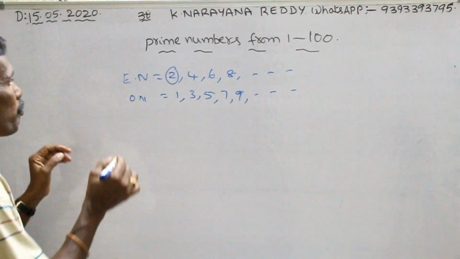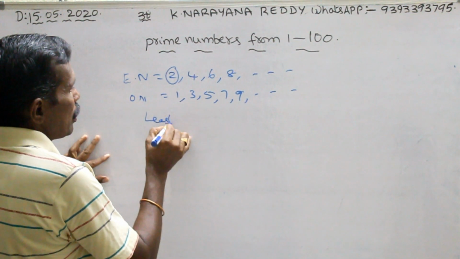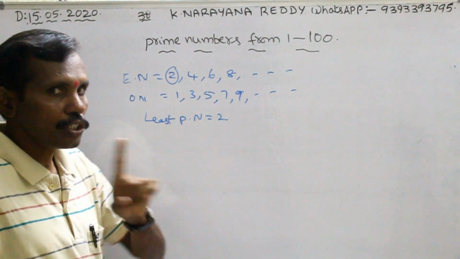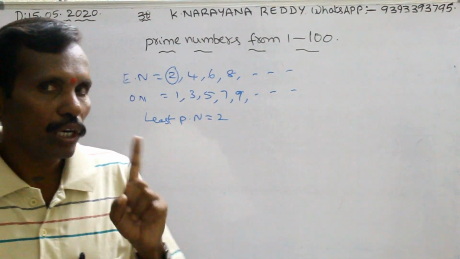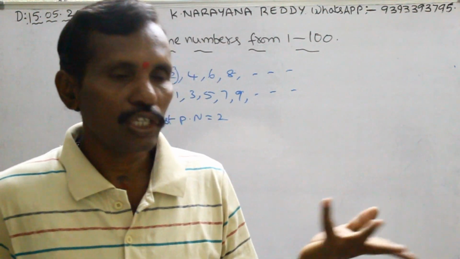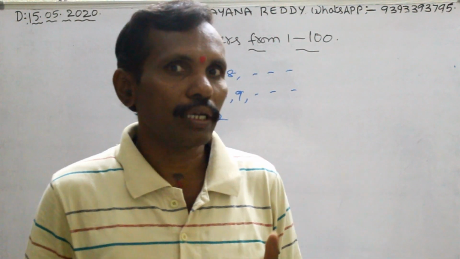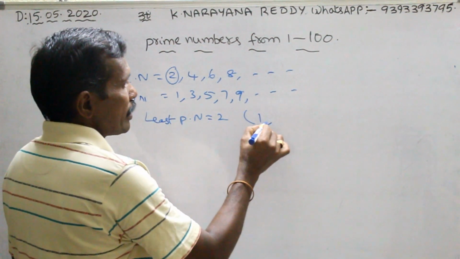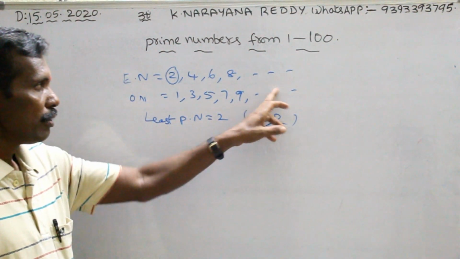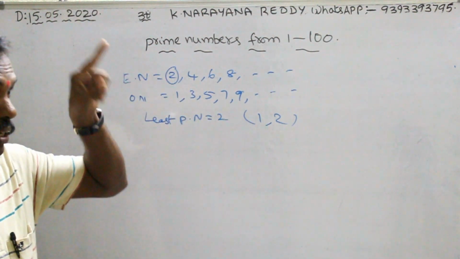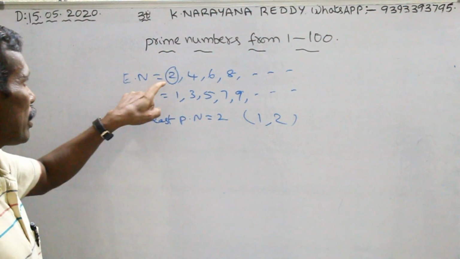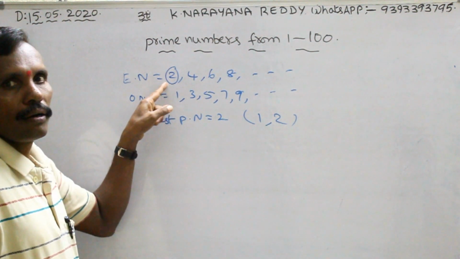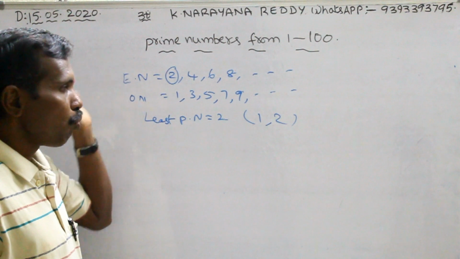So the least prime number is 2. Remember this. Least prime is 2. 1 is not prime. Why? Because it contains only one multiple, that is 1 itself. There is no other multiple for 1. That is why 1 is not a prime. 2 is a prime. Why? Because it contains 1 and itself, which are 2 multiples, that is 1 and 2. That is why it is called a prime. That is the least prime, the only even prime. That is why this is not a composite. This is a prime number. 1 is not a prime number.